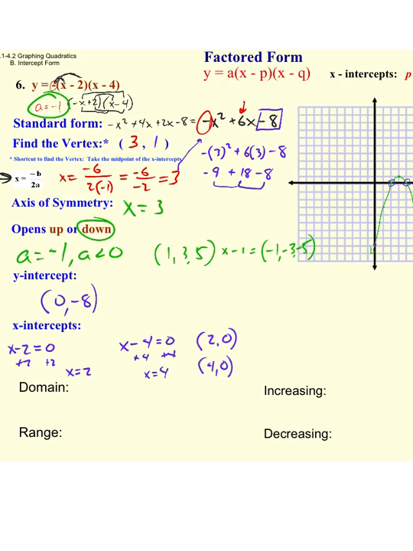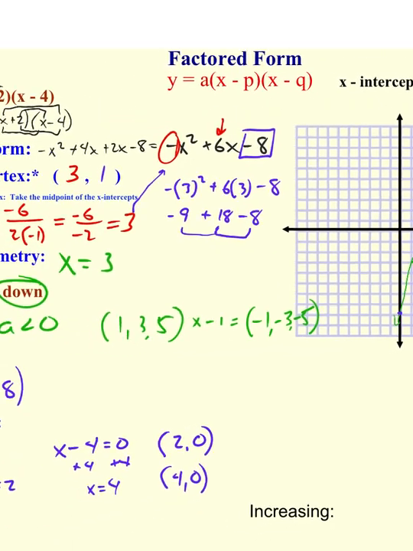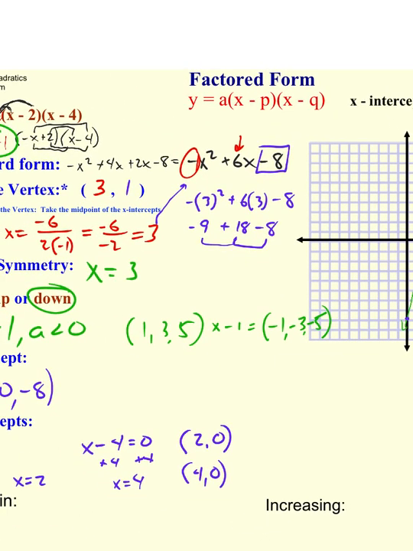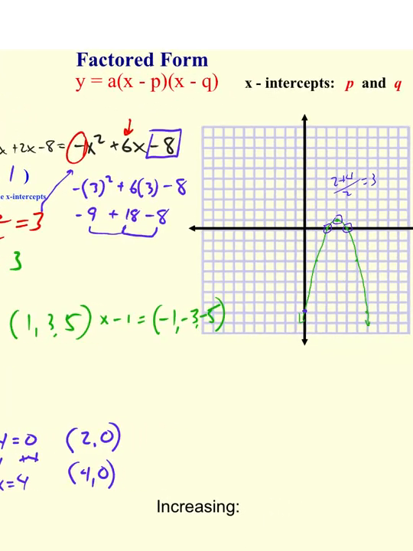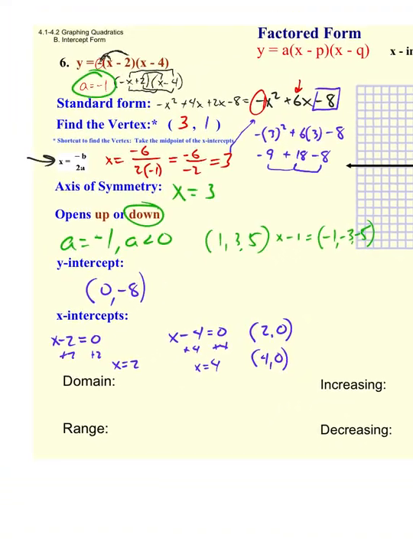And again, the vertex was at 3, which is the average of 2 and 4. So that, again, allowed us to find that x-coordinate for the vertex as well, which allowed us to find that axis of symmetry. So you can see the way that these all are kind of working together as we find each individual characteristic of this quadratic.